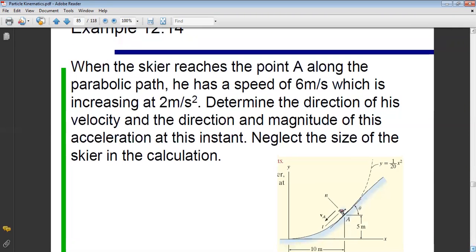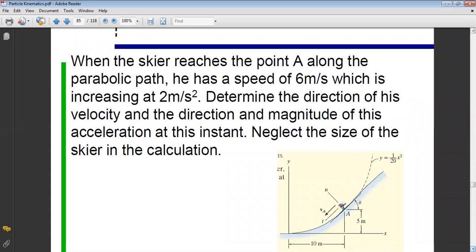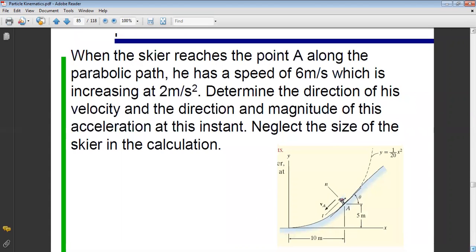So here, this is a first example. When the skier reaches point A along the parabolic path, he has a speed of 6 meters per second, which is increasing at 2 meters per second squared. Determine the direction of his velocity and the direction and magnitude of his acceleration at this instant. Neglect the size of the skier in the calculation.